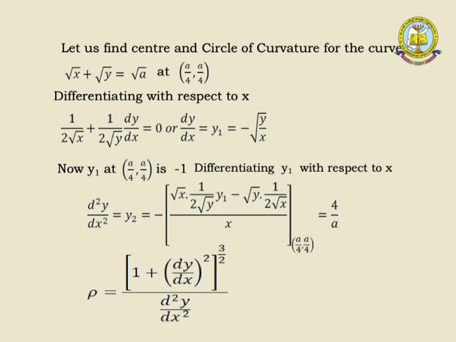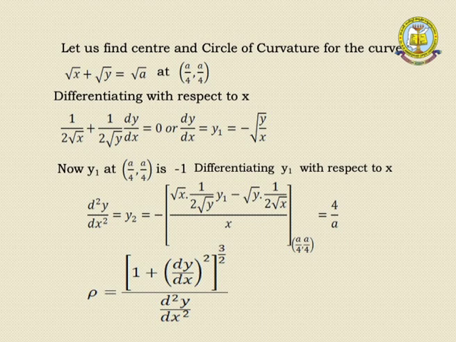Now, students, let us find the circle of curvature for the given curve root x plus root y is equal to root a at the point a by 4 comma a by 4. Whenever a curve is given, the first step is to find dy by dx with respect to x and d square y by dx square. Then you have to find these values at the given point a by 4 comma a by 4.